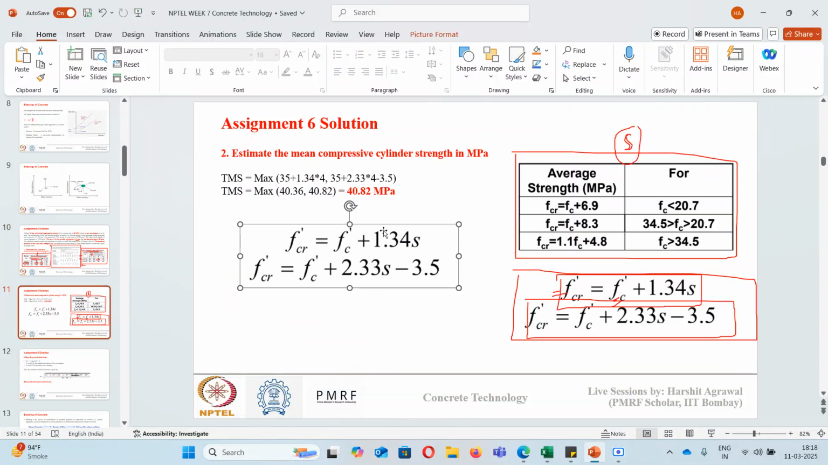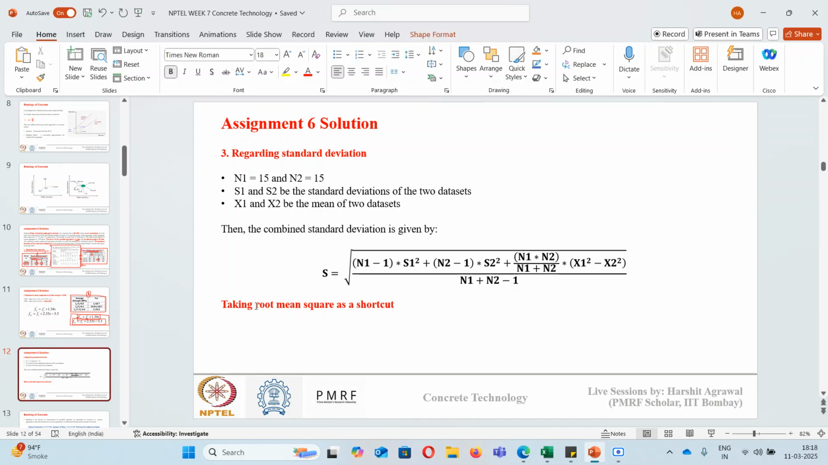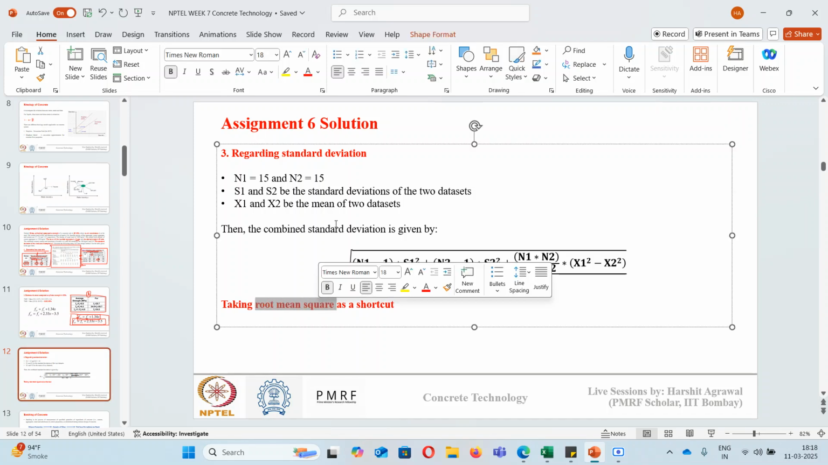Okay, yes sir. Just try to solve this question again. Don't do any conversion from cylinder to cube. Just use the cube strength and take the root mean square, not just the square root of S1 square plus S2 square. It is the square root of (S1 square plus S2 square) upon 2.